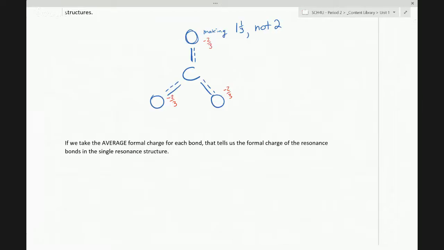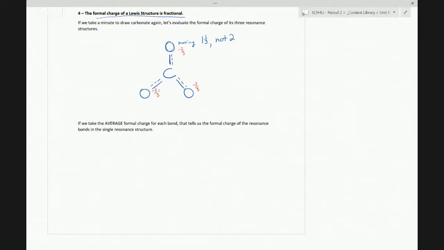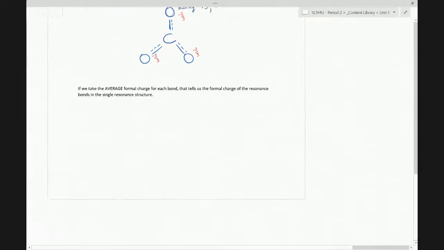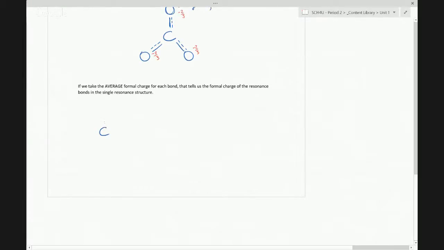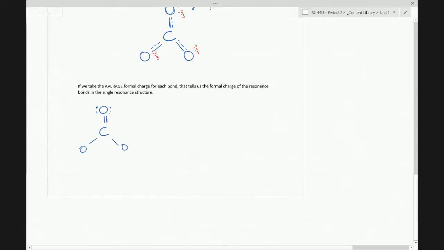All right, but how can we calculate that easily? Well, if we take the average formal charge for each bond, that tells us the formal charge of the resonance bonds in the single resonance structure. So if you actually wanted to sit down and calculate by hand, you actually would have to draw all 3 structures out. All right, like this. You'd have to draw the first one there with 2 electrons. All right, and these with 3 pairs.